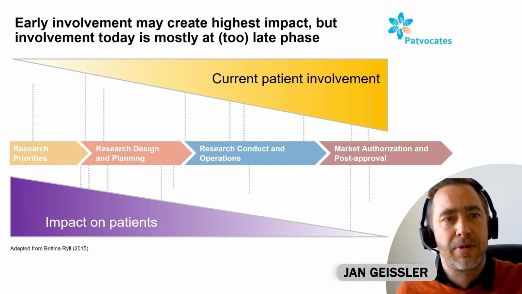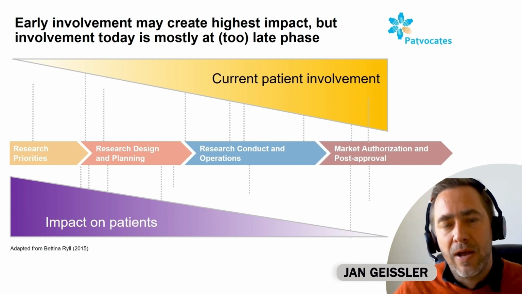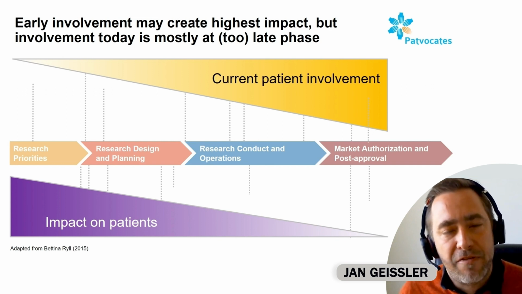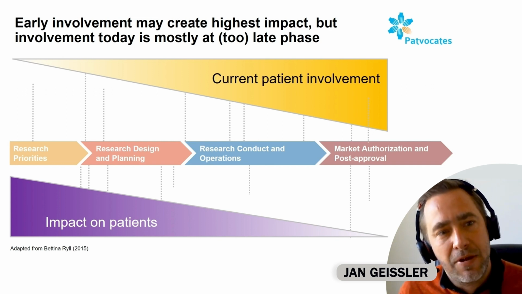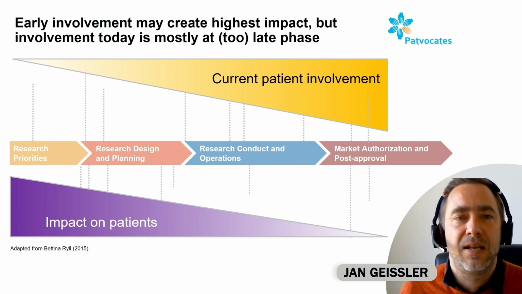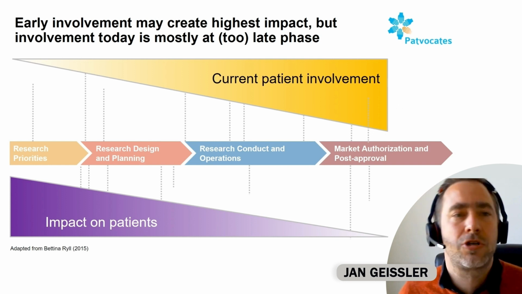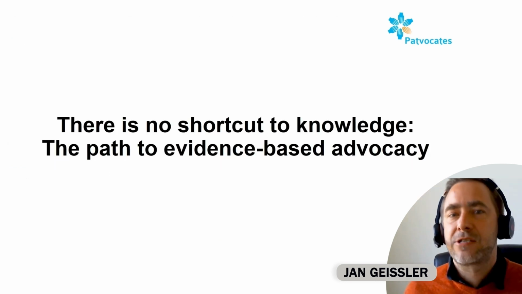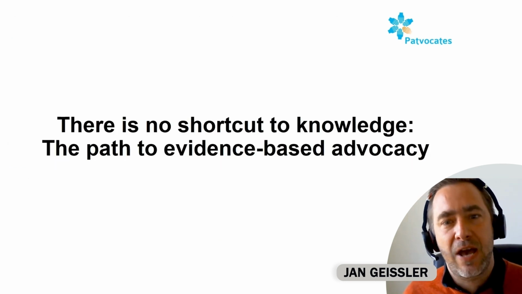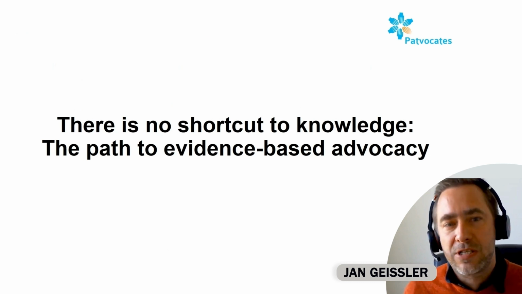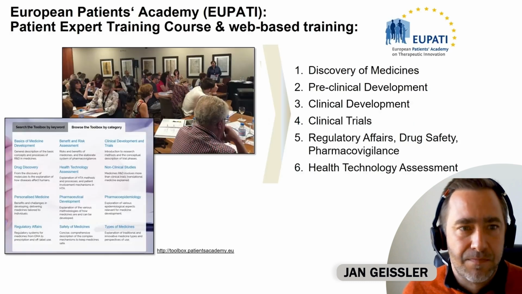But of course, because it's still far away from market authorization, that requires a different approach in phase 1 and phase 2 of clinical studies, because that's where a lot of things are still unclear. And of course, you need to have an educated patient community that can contribute to that. Because there's no shortcut to knowledge, the path to evidence-based advocacy in our community has two parts: one is training and the other one is evidence.